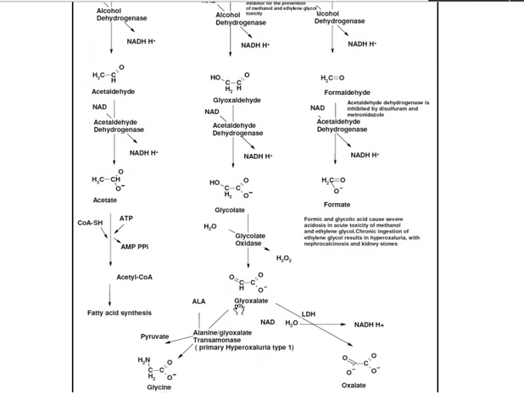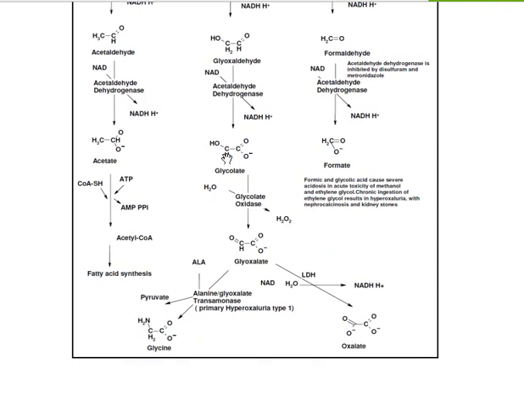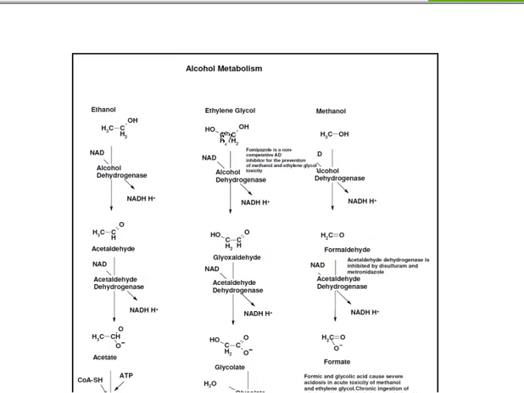And now glyoxylate can either be acted upon by alanine glyoxylate transaminase, this enzyme here, to produce glycine, which is a good amino acid. Is it clear? And then this glyoxylate again can be acted upon by lactate dehydrogenase for the production of oxalate. So that's the pathway of the metabolism of ethylene glycol.